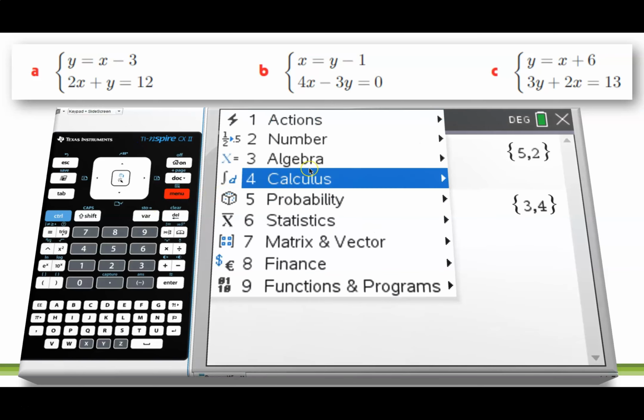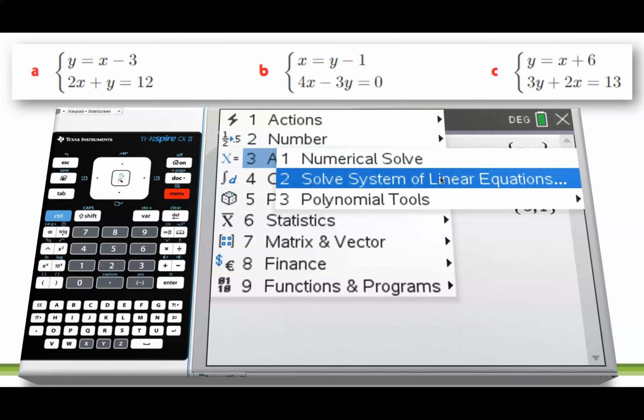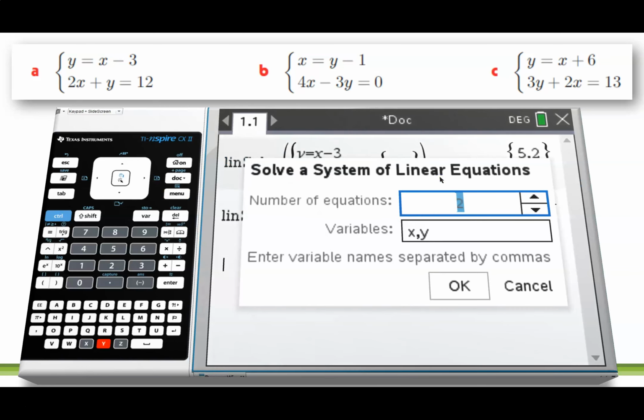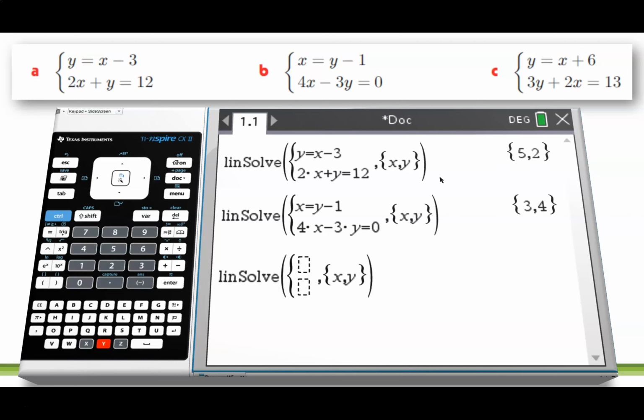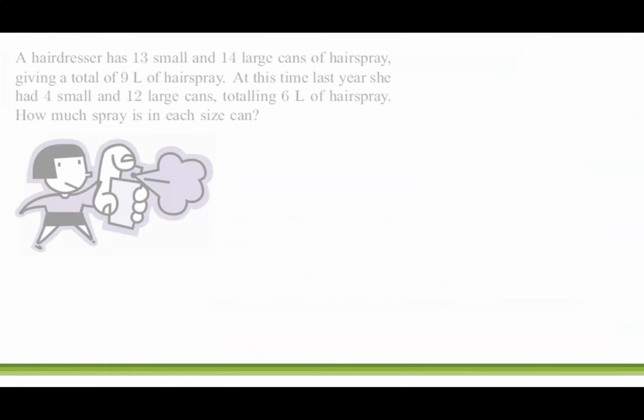And the final one, also slightly unconventionally designed. System of linear equations. Two equations, x and y are the variables. And I'm going to type them in here. y equals x plus 6, and 3y plus 2x is 13. And it tells us that the answer is -1 for x and 5 for y. Okay, let's move on here.